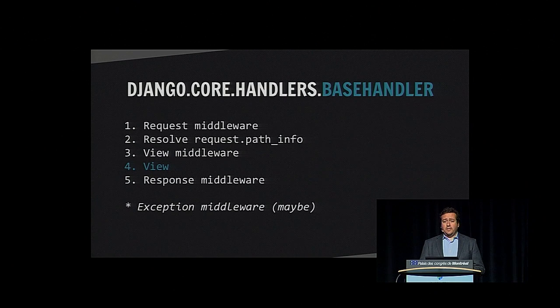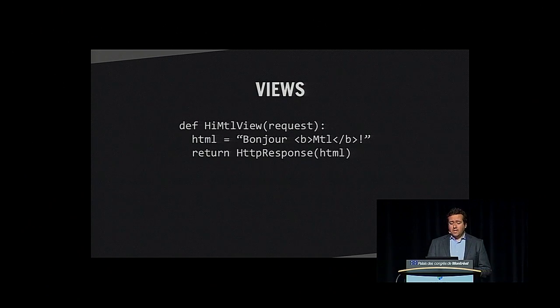But the real point and the real meat of the request response cycle, and where you'll do all your work, is the view function. Views are where logic lives. It's where you decide on your rendering system. It's where you make calls to databases and web services. And when we talked about URL resolution, we said that /hello/mtl mapped out to hi_mtl view. And this is about the simplest possible view that we could do to handle that. There's no magic going on here. It's just a function that takes a request object and returns something.